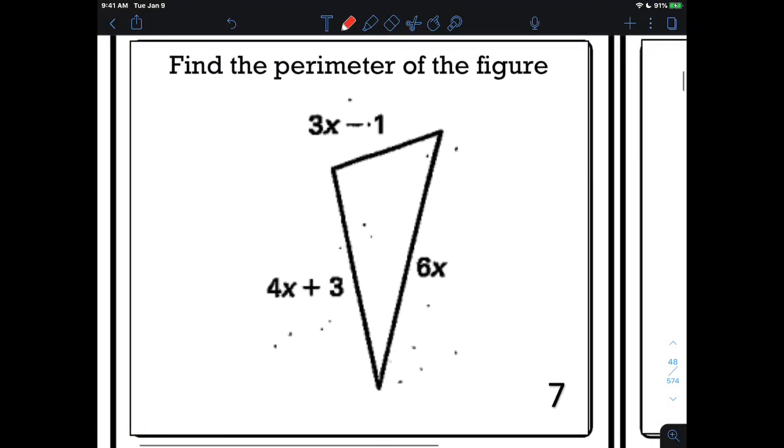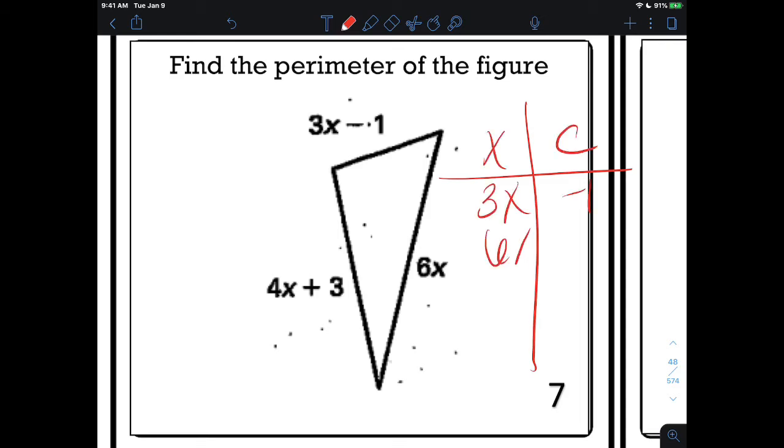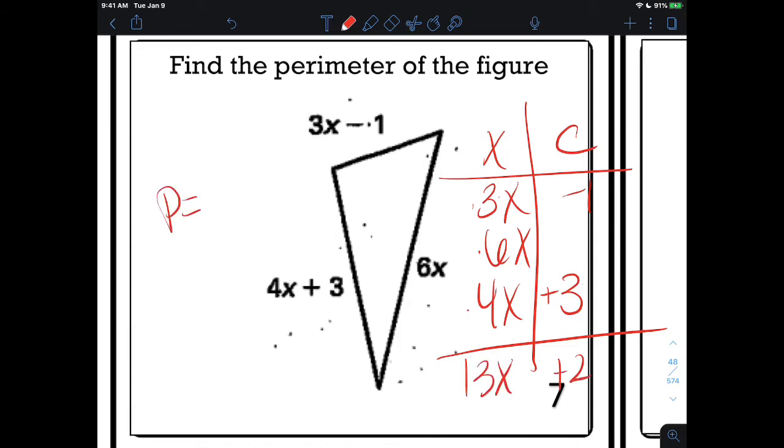Alrighty. Next thing, find the perimeter of a figure. I'm going to go ahead and do the chart with this one again. I like the chart better. X's, constants: 3x minus 1, 6x, 4x plus 3, 9 plus 4, 13x plus 2. My perimeter is equal to 13x plus 2.